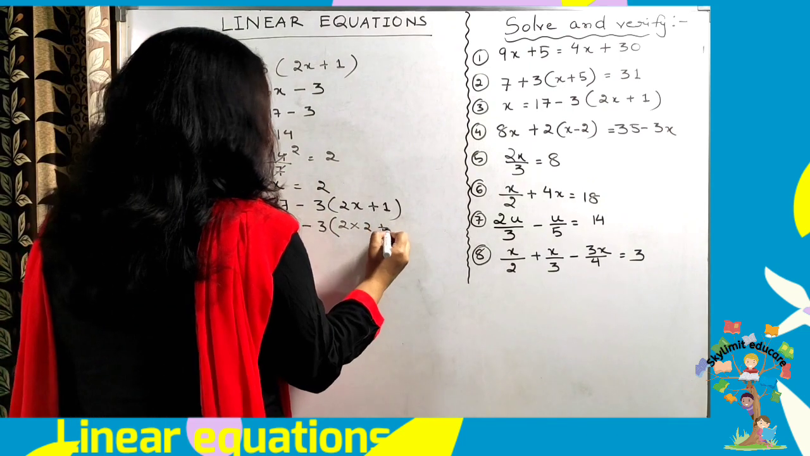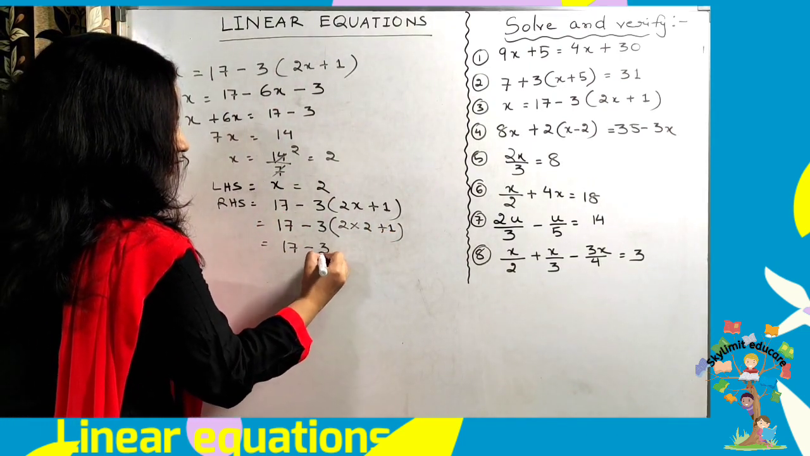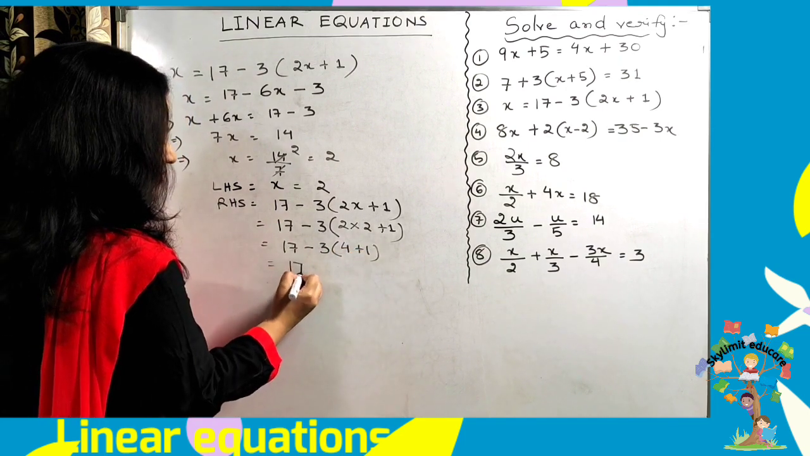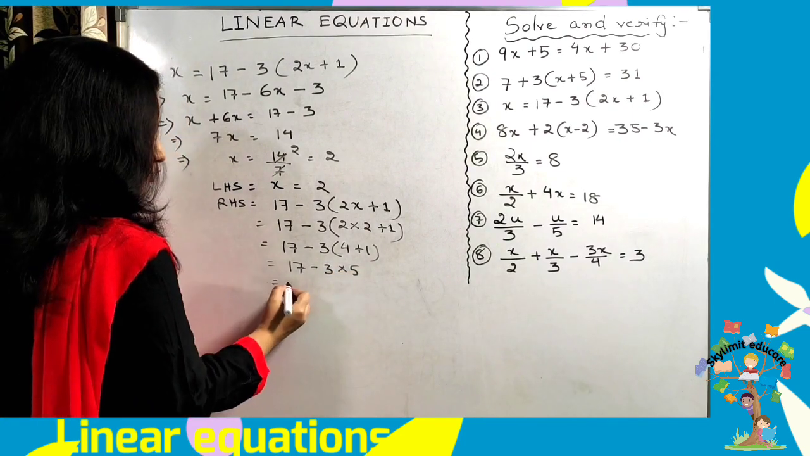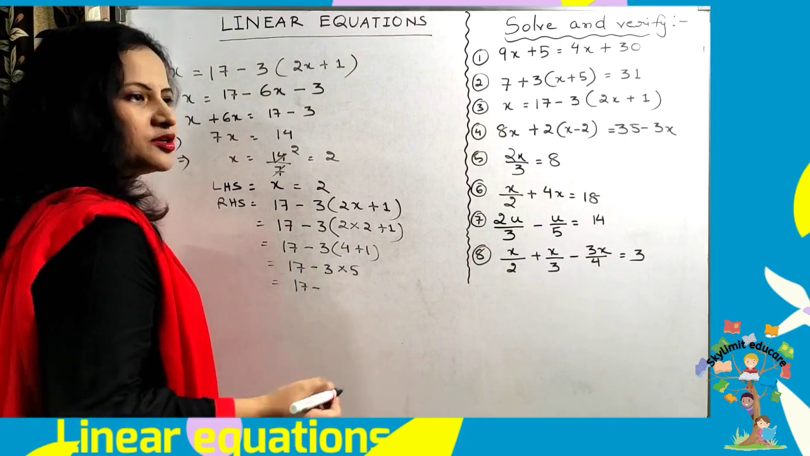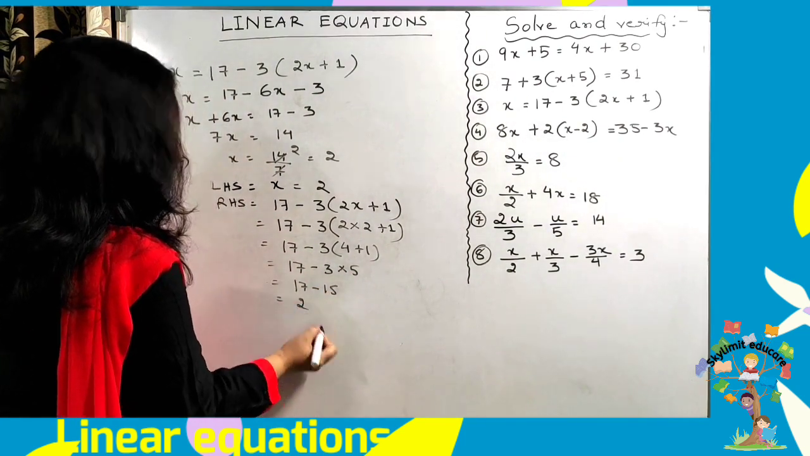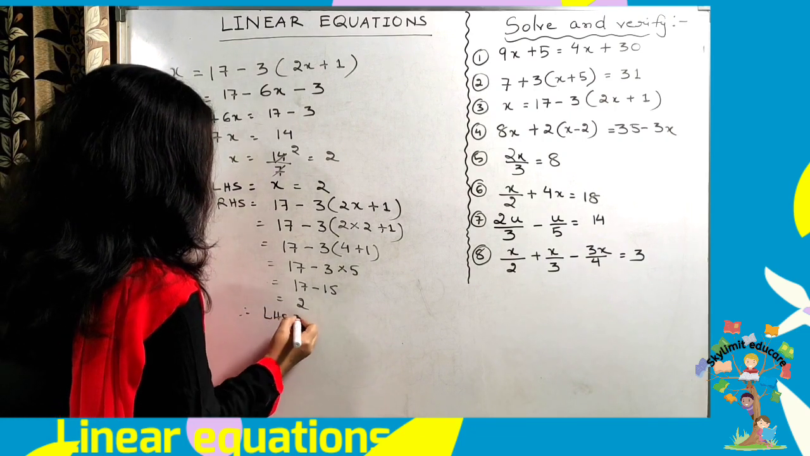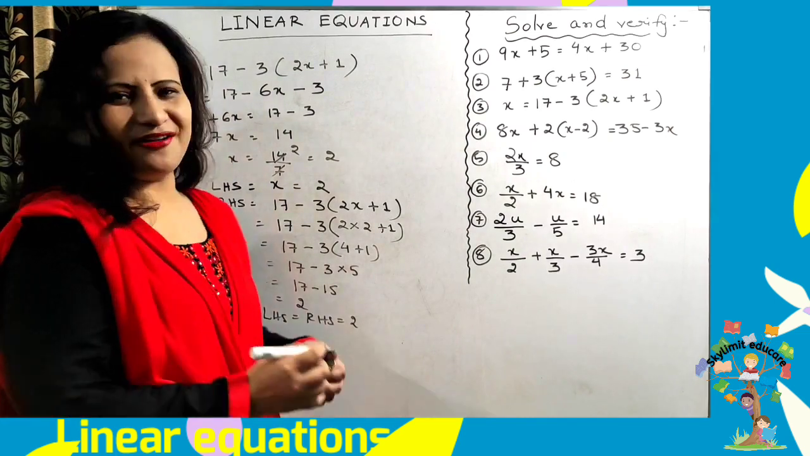Plus 1. Right. So now 17 minus 3 multiplied to 4 plus 1, that is 17 minus 3 multiplied to 5. Obviously first solve the multiplication, follow the BODMAS rule always. So now you get here 15, and 17 minus 15 is equal to 2. So now you can write down, therefore LHS, left hand side is equal to right hand side, that is equal to 2. Hence verified.